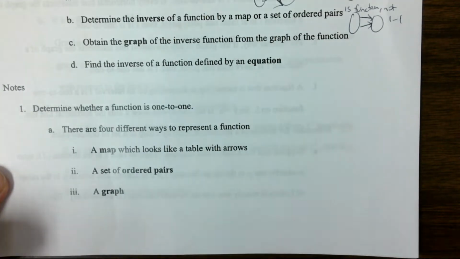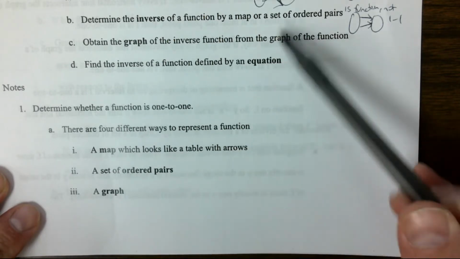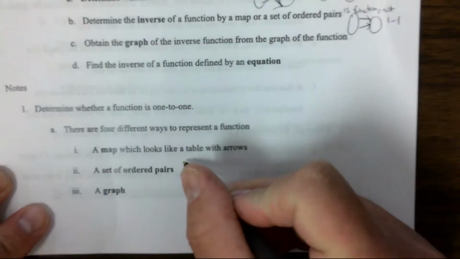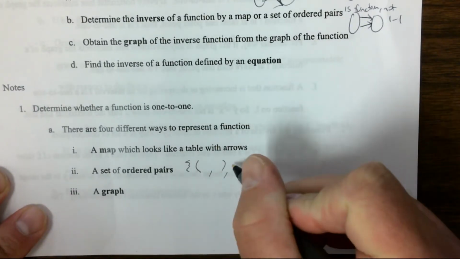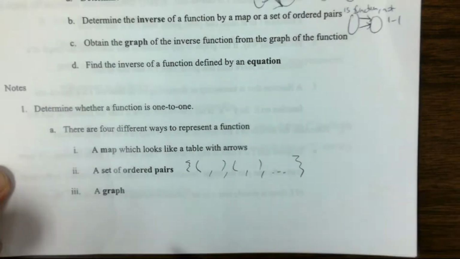There are four ways to represent a function. You have a map with arrows, like what I did. You have sets of ordered pairs, where you do a curly brace, numbers like that, and so on. You could also say a graph or an equation.